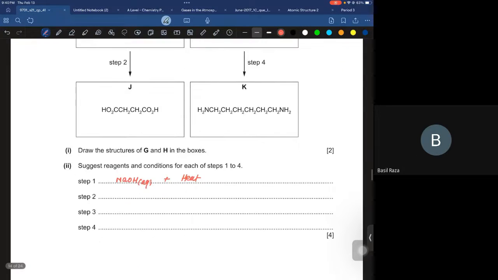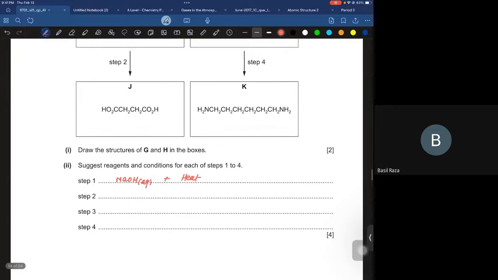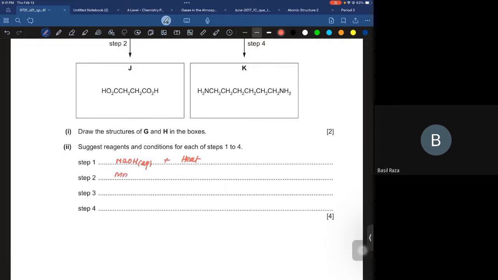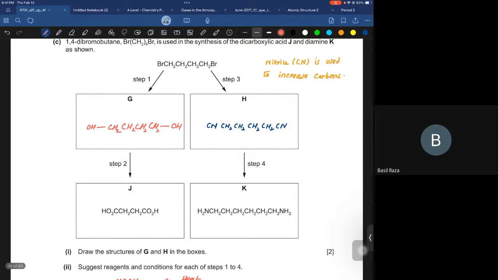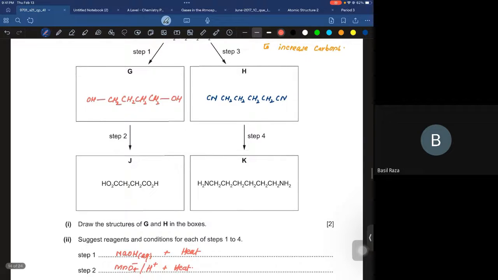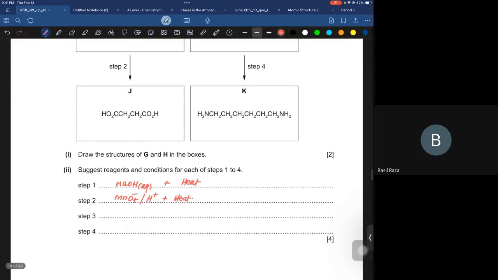Step two. HCN in KCN. Step two, sorry, भाई. सर ऑक्सीडेशन हो रही है इसकी तो Oxidizing agent कौन सा use करूं? KMnO4, like acidified MnO4 minus slash H plus, and heat. And what should be step three? HCN, or CN minus, or heat.